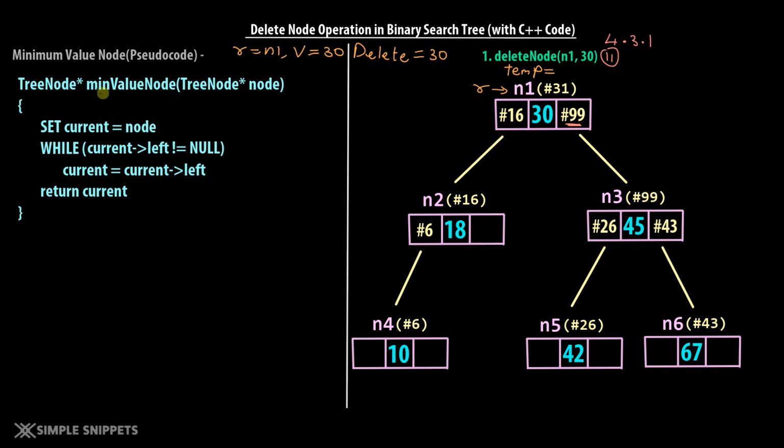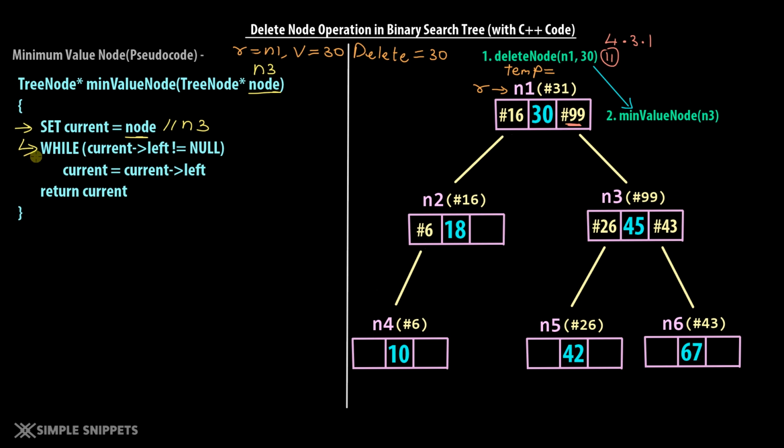So this is the minimum value node function. We have passed n3 as I mentioned. And also do note that the first delete node operation is paused at step number 4.3.1 and it has called the minimum value node function and we have passed n3, right? So this is how the function progression is happening. So now let's see how this minimum value node function works. Step 1 says set current equals to node. This node is n3. So current is having the value of n3.